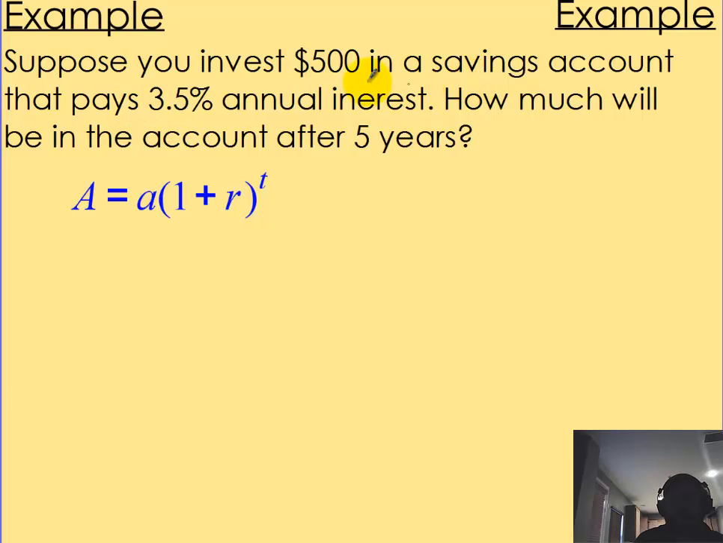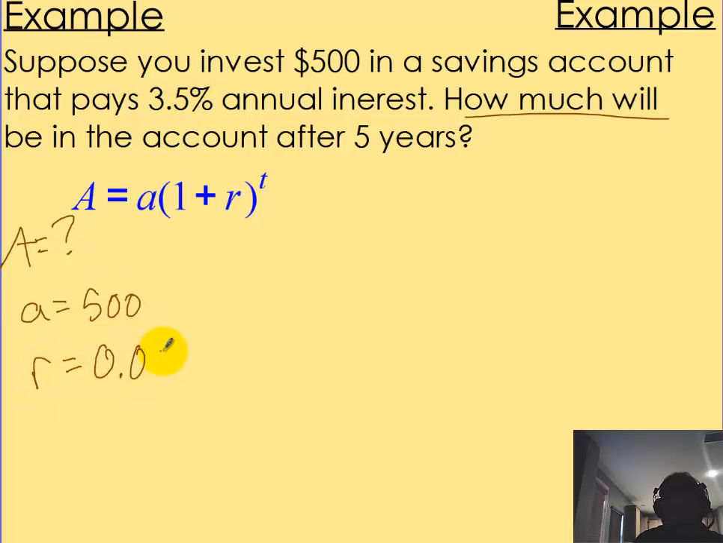All right, suppose you invest $500 in a savings account that pays 3.5% annual interest. How much will be in the account after 5 years? We want to know how much is in the account, so we have to find our A. That's what we're trying to find. And little a, what you start with, is $500. Your rate is going to pay you 3.5%, so it's increased by 0.035. And your time is going to be 5 years.